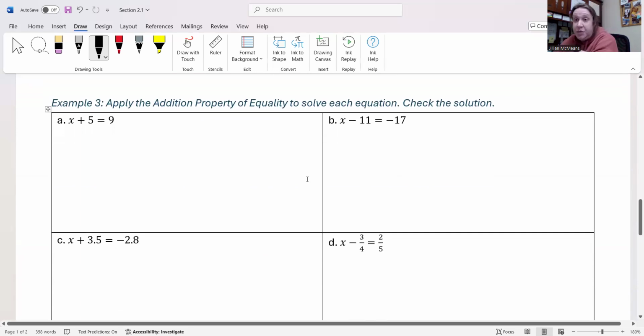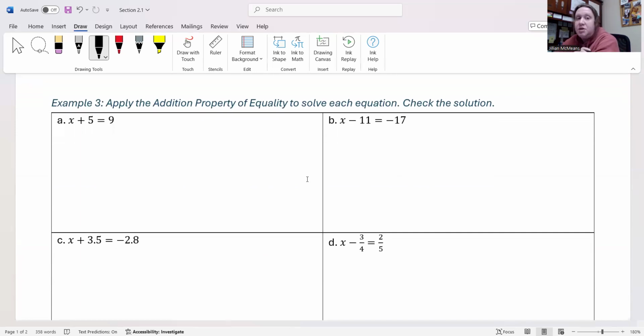All right, so example 3 says, apply the addition property of equality to solve each equation. Check the solution. We have simple one-step equations here, nothing crazy. Our goal is to isolate the variable. I tend to always use X when I make worksheets, but just know that the variable could be really any letter of the alphabet. We could have X's, Y's, Z's, N's, P's, whatever. But again, I tend to just use X's.